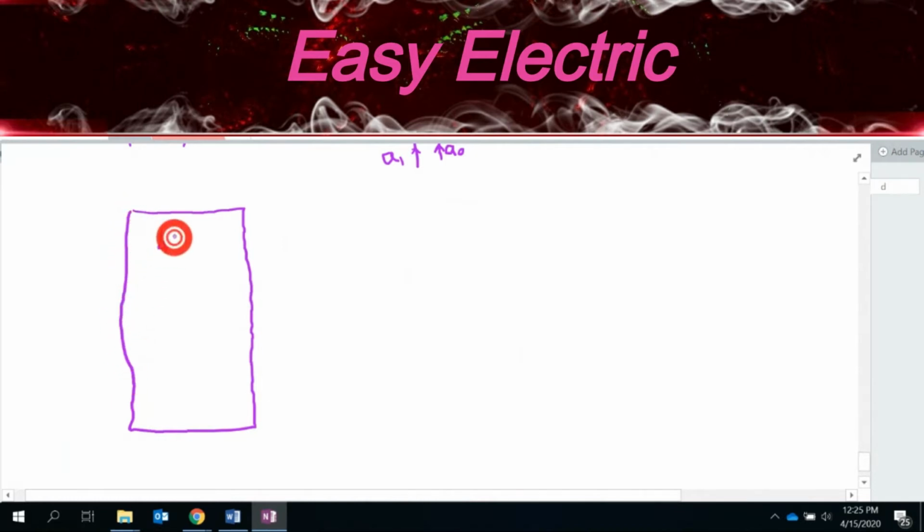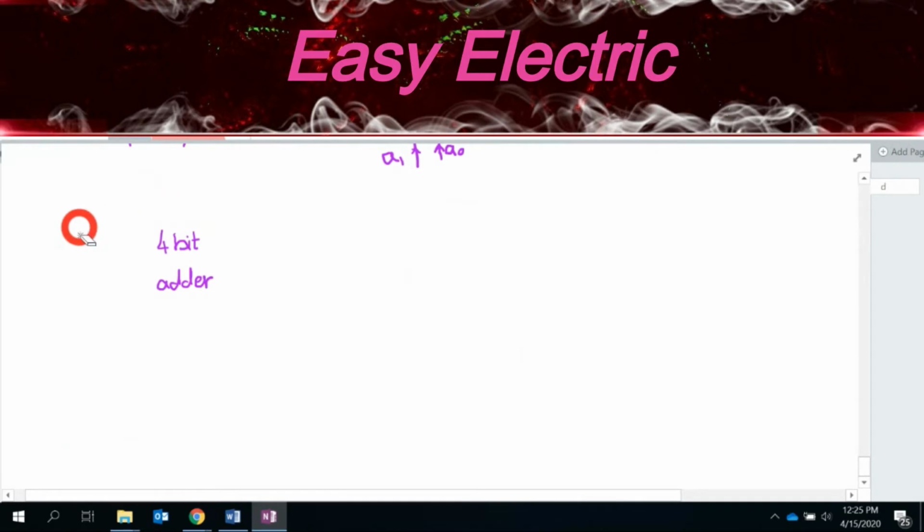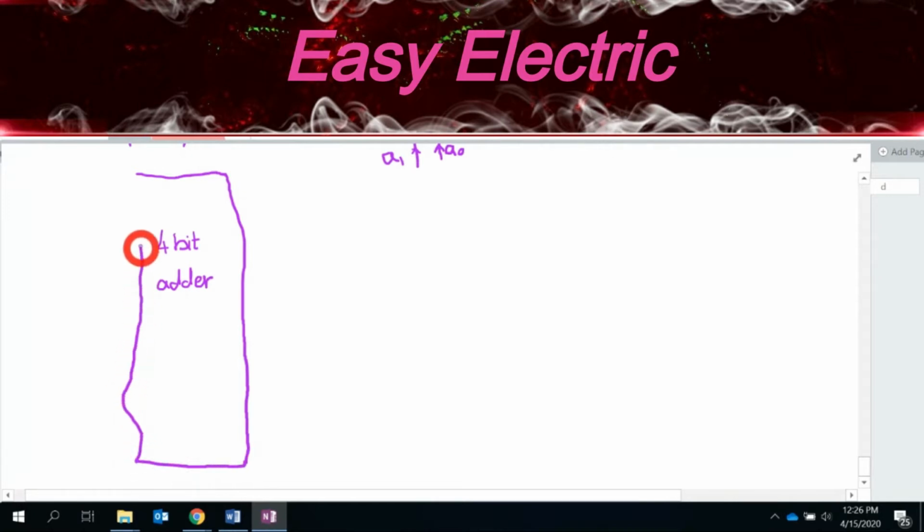So this is the 4-bit adder. This is the only tool that I have. Probably I need to expand that because we will have too many things here. So consider this the only thing that we have.